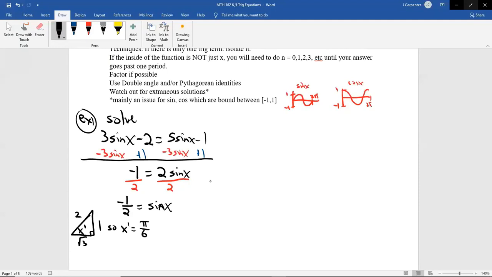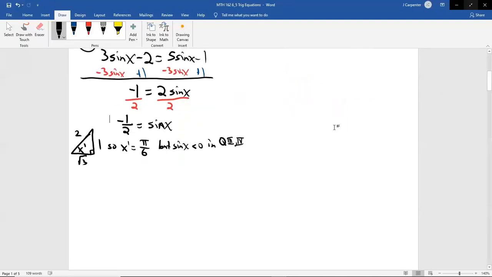So we need to find out where is sine negative. So we say, sine of x is negative in quadrants... let's see, a smart trig class. Sine is the y value. When you go down, y is negative. Down is quadrants 3 and 4. So our reference angle of pi over 6, we need to put in quadrants 3 and 4. So that's going to be 2 solutions.